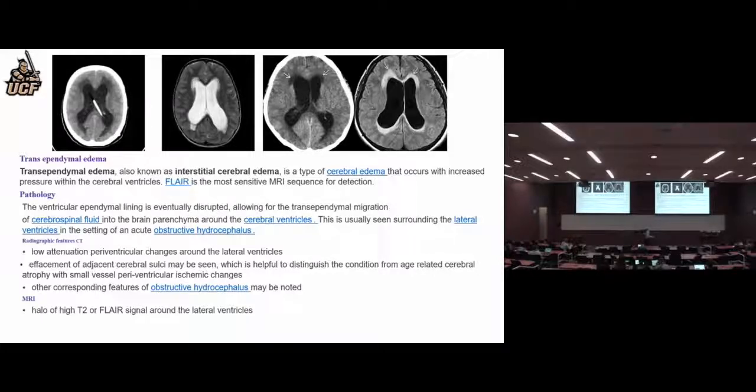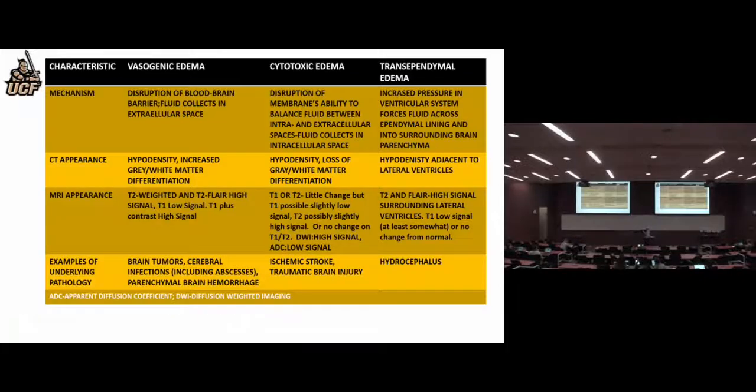And I guess I showed you this. You get the low attenuation around the ventricles on CT, but you get a halo on T2 and FLAIR. And the advantage of FLAIR is blotting out this brightness here. I don't think this is the exact same picture, honestly, but you can make your transependymal edema come out very well.